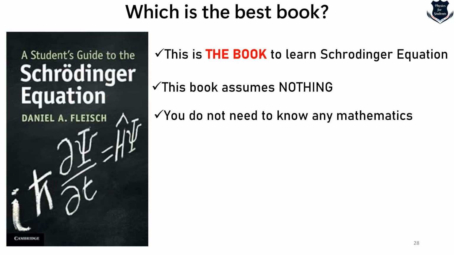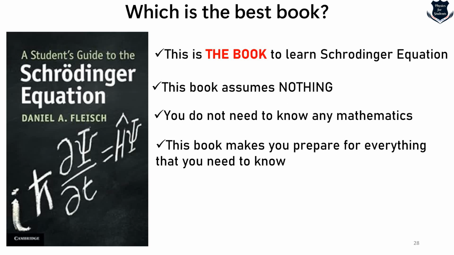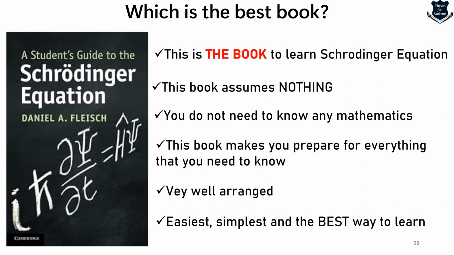You just need to concentrate, and if you want further, you can just go back to my videos or the other books which I've told. So it starts absolutely from ground zero level without assuming anything. These books make you prepare for everything that you need to know. It is very well arranged, and I would say it is the easiest, simplest, and one of the best books to learn. So having said that, this is the best book obviously to learn the Schrodinger equation.